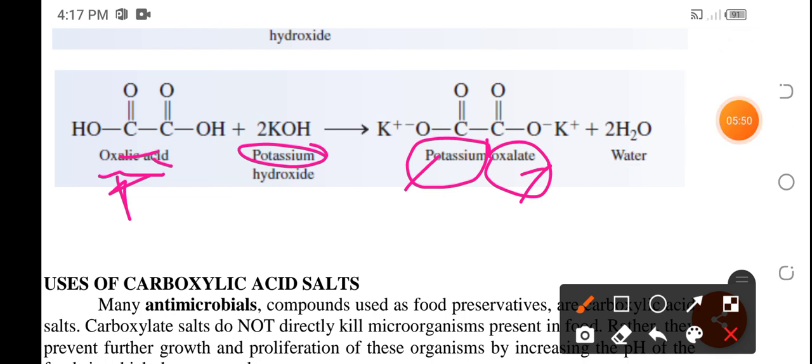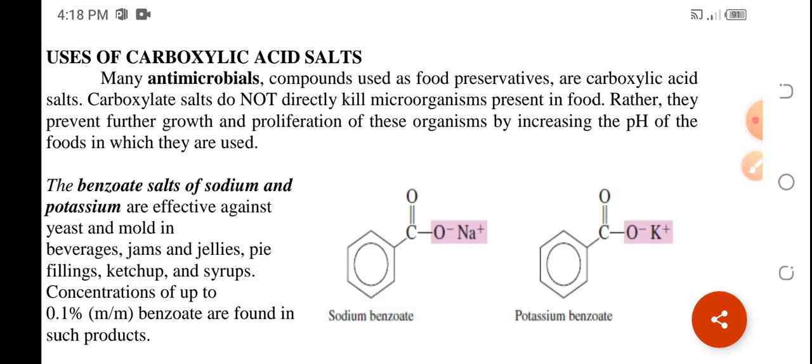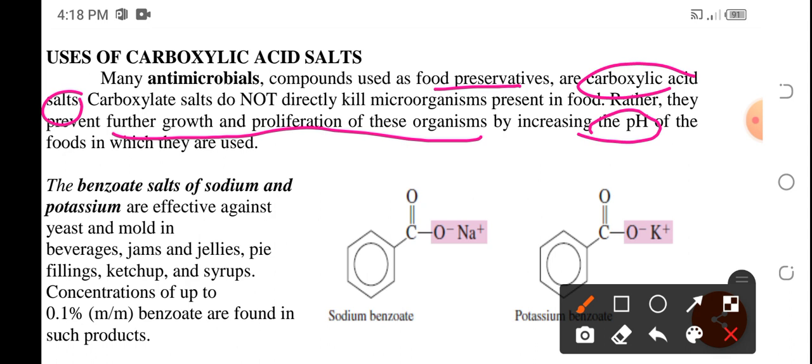Now, what are the uses of these carboxylic acid salts? Many are antimicrobials. Compounds used as food preservatives are actually carboxylic acid salts. So they have antimicrobial properties. Take note that being antimicrobials, they do not directly kill the microorganisms present in the food. Rather, they just prevent the growth and proliferation of these organisms by increasing the pH. If they increase the pH, of course, the environment is no longer suited for these microorganisms to live. That's why they are antimicrobials. Hence, they are going to prevent spoilage and preserve the food.